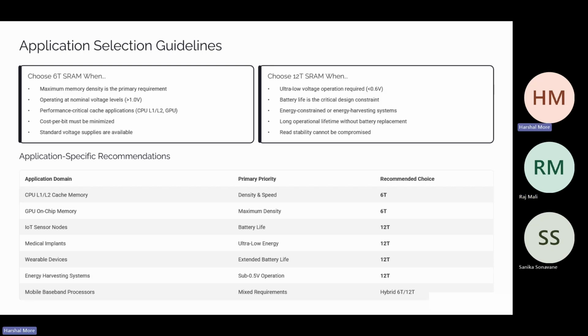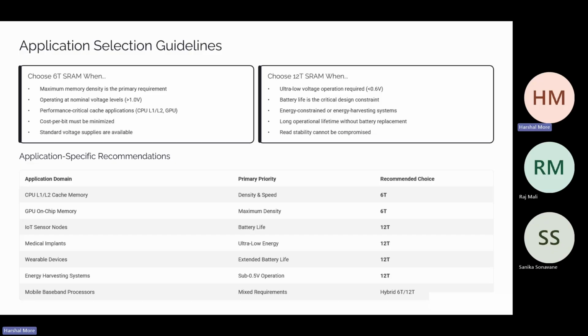So thank you, Raj, for your insights. When it comes to real world use cases, there is no one size fits all SRAM design, as the 6T cell still dominates high speed cache memory like CPU and GPU design, where density and performance are more critical than power savings. But for the emerging world of new IoT devices, wearables, etc. every microwatt matters. That's where the 12T cell is a game changer.